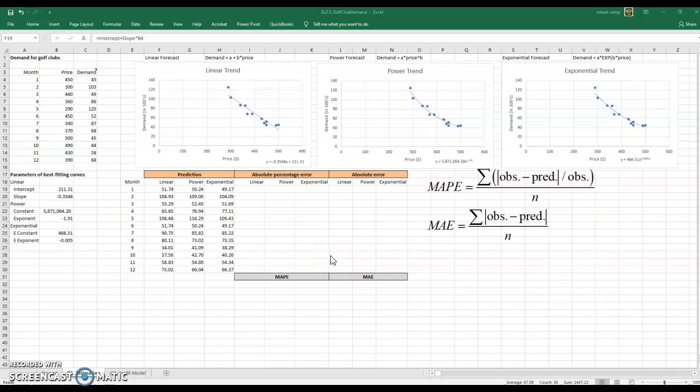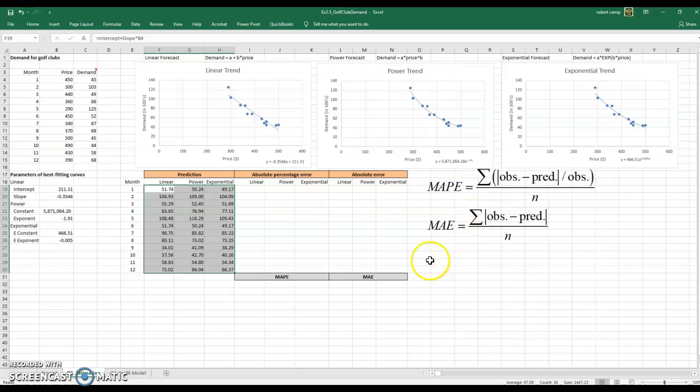All right, now that we have our predictions based off our different curve fits, we need to evaluate them. Two of the easier ways to evaluate a curve fit of a function would be using the MAE, or the mean absolute error, and the mean absolute percentage error. In fact, you can see that's what this over here is. So how do we calculate them?